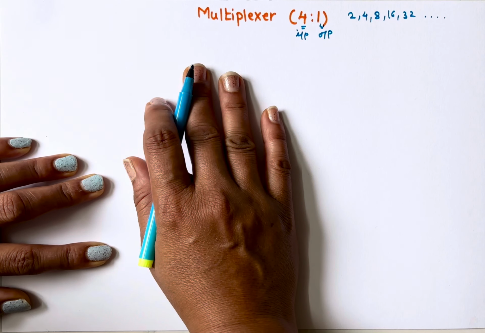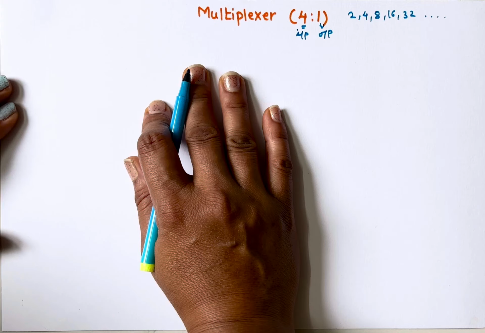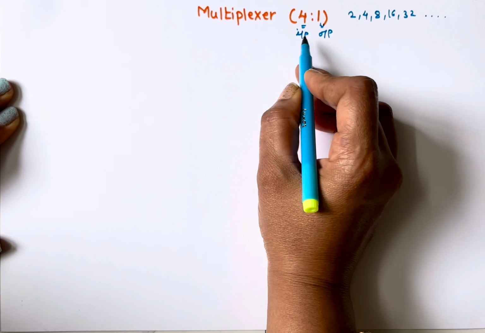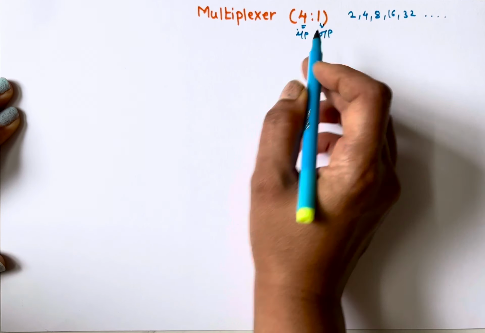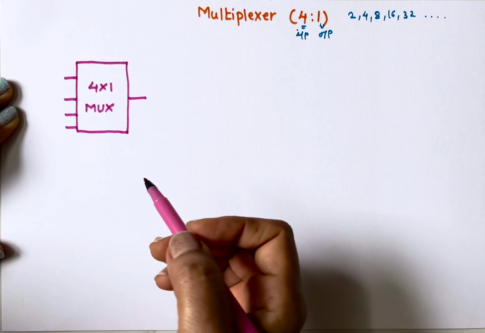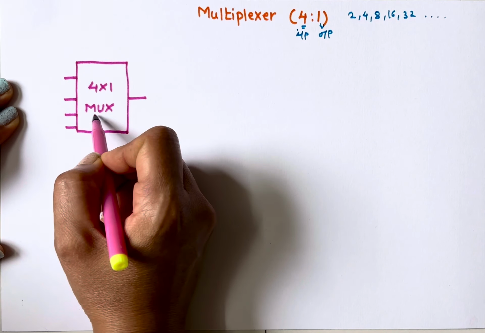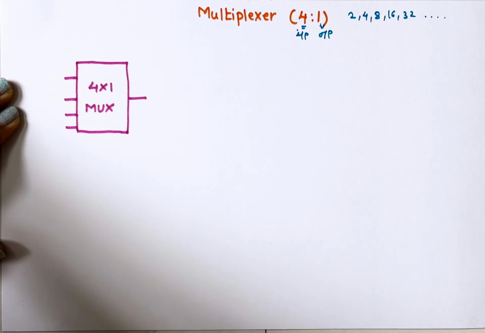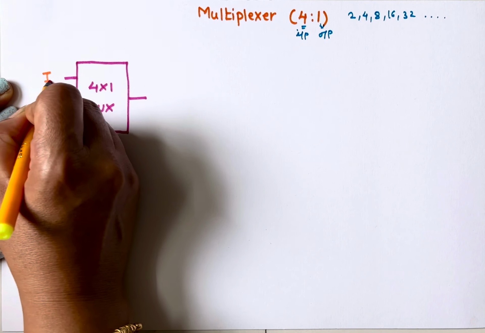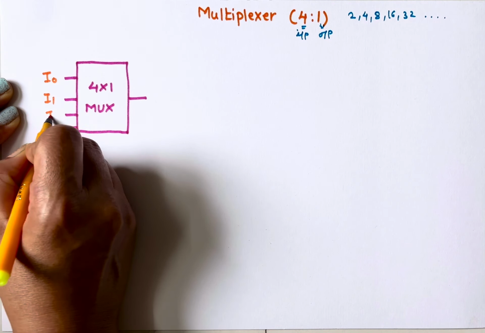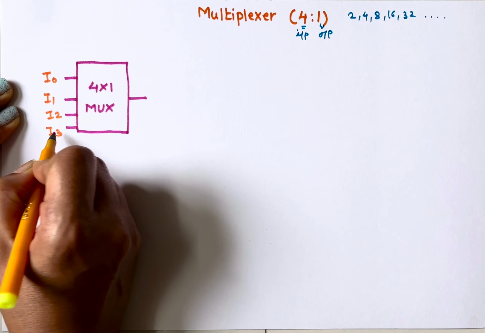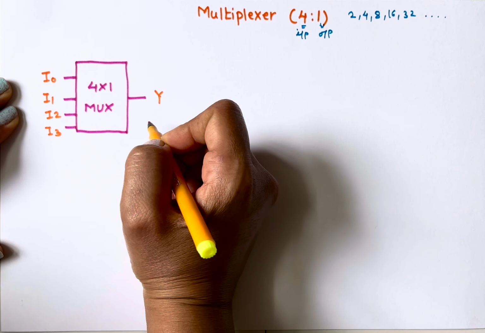But before that, let's start with the block diagram of a multiplexer. Here I have taken an example of a 4:1 multiplexer. So this is my 4:1 multiplexer. It has 4 inputs. I'll write the names as I0, I1, I2 and I3. And I have one output Y.